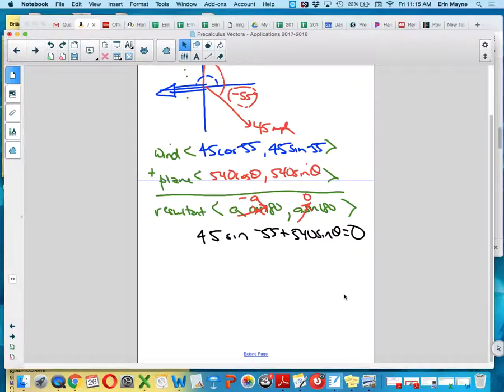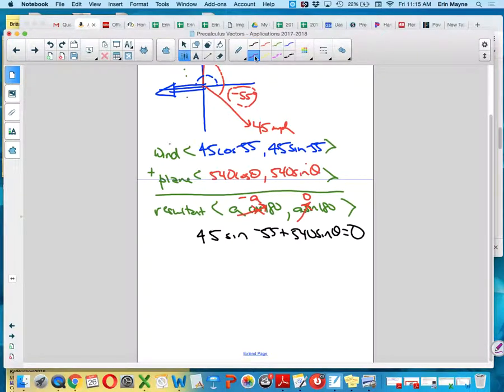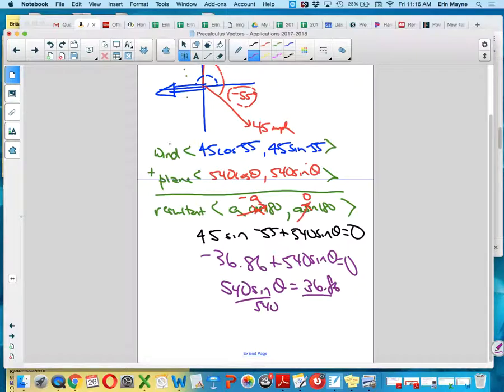This negative aspect really does matter. My actual answer, as Corey just said, is negative 36.86 plus 540 sine of theta. Then what did you do, Corey? Since it's equal to 0, I put 540 sine of theta equal to 36.86. Yeah, and then you divide by 540. And then when you take the inverse sine, you get 3.91 degrees.